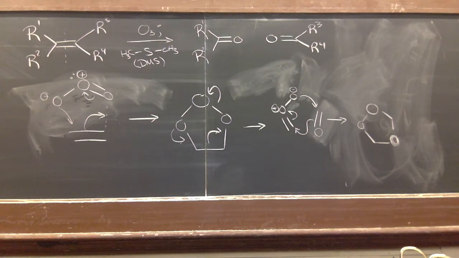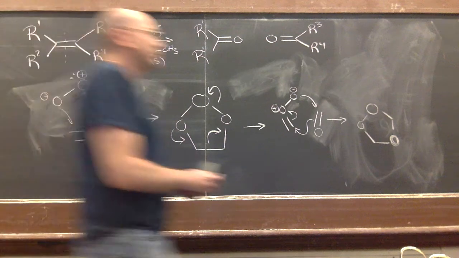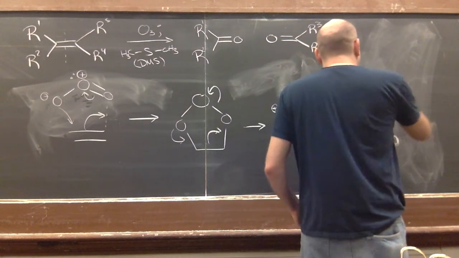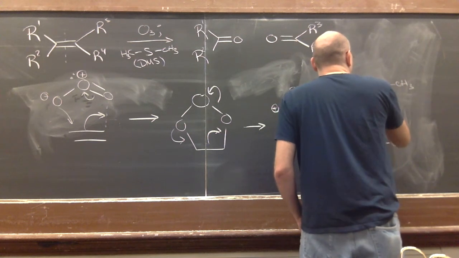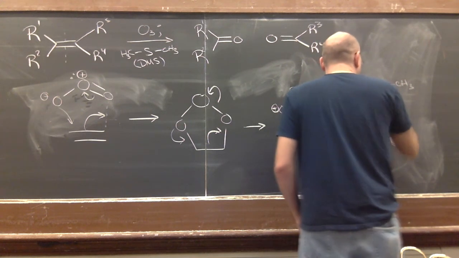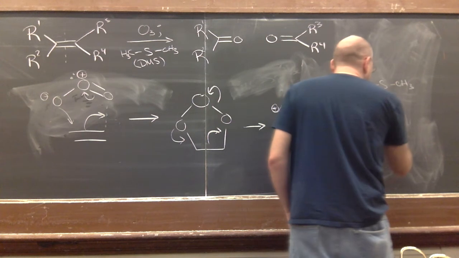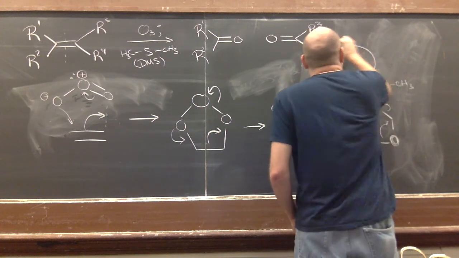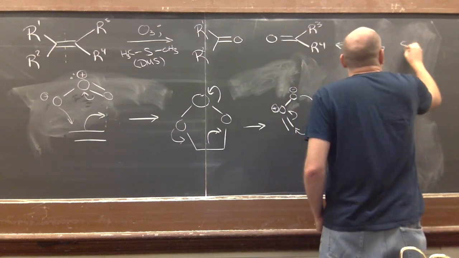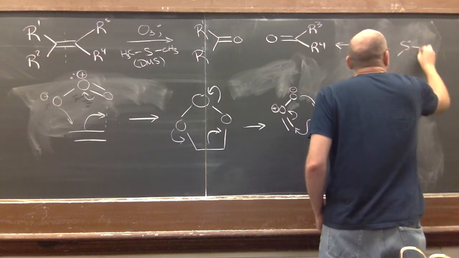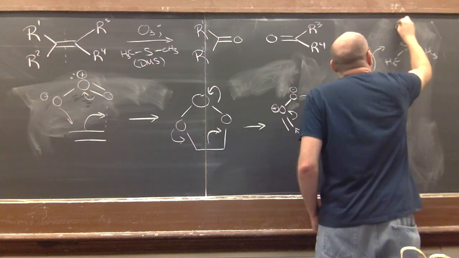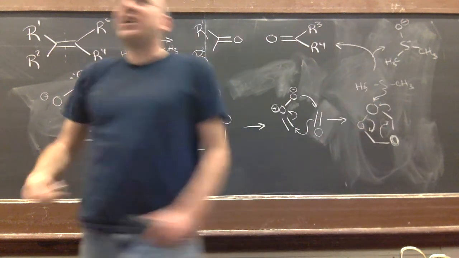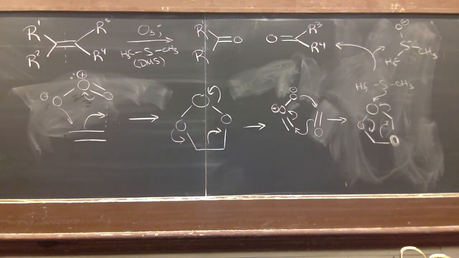And so when you then take this and treat this with the DMS, what ends up happening is that then attacks the peroxide. You get your product plus your DMSO. So again, it's a fairly complex mechanism, especially when you take into account the sort of ozonide intermediate as well. It sort of increases.